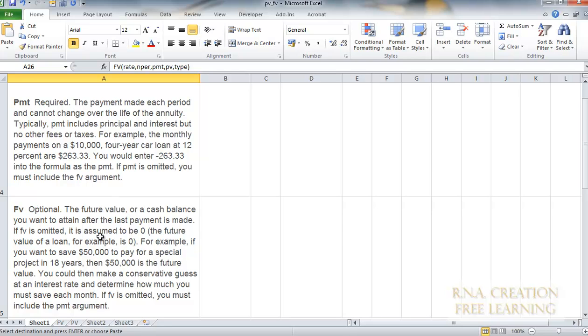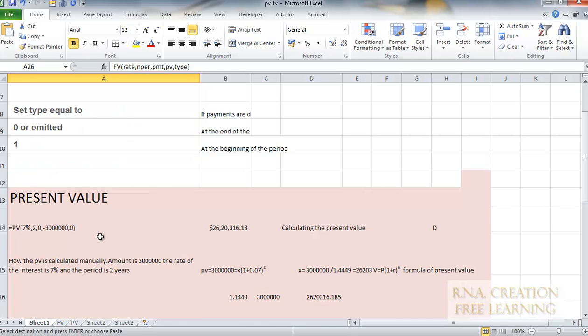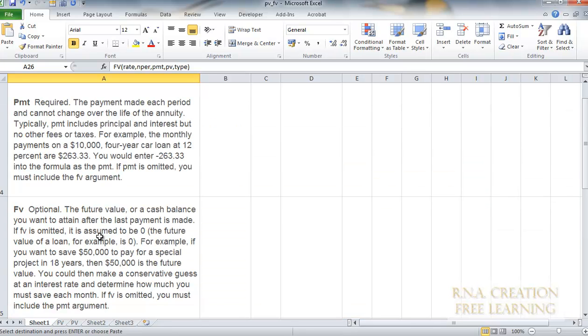Okay, and the thing is that then you have FV optional, the future value or the cash balance you want to attain after the last payment is made. If omitted, its assumption is 0. The future value of a loan, for example, is 0, but naturally it will always be 0.